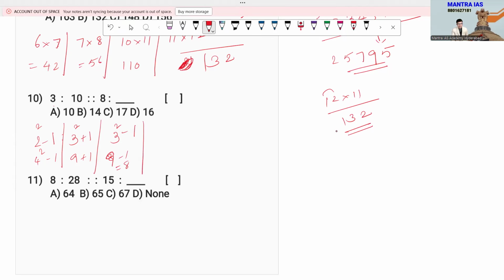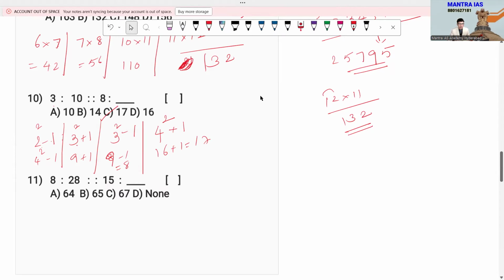Later, 2 after 3. So what to consider, please? 3 after 4. 4 squared minus 1 plus 1. Here also minus 1 because of that plus 1. 16 plus 1, your answer is perfectly 17. This is option C, beta. This is a way of doing.